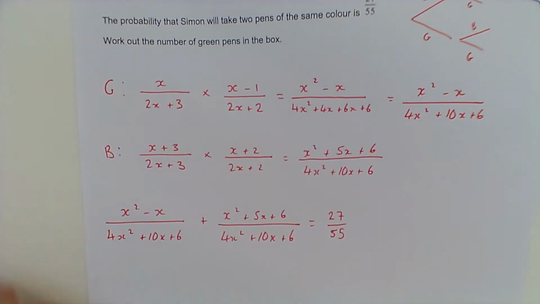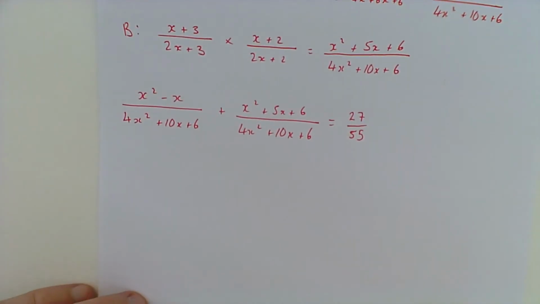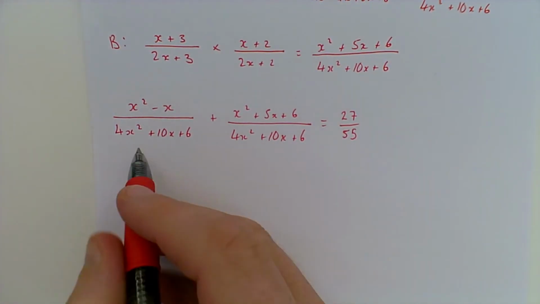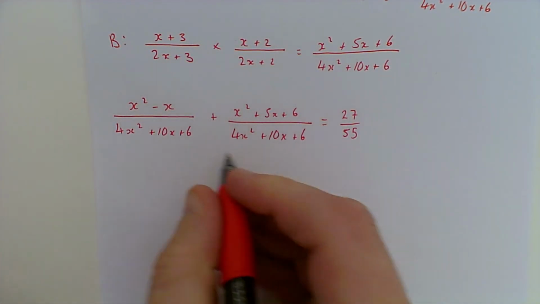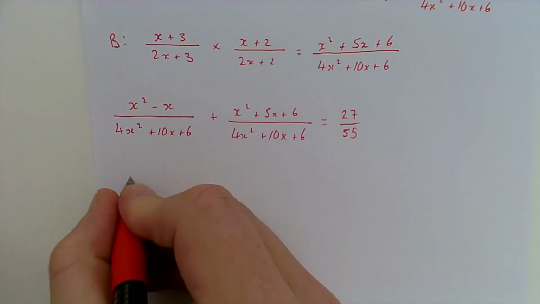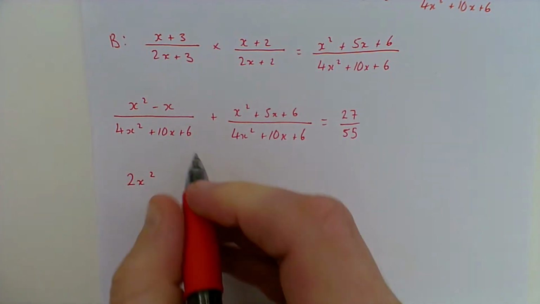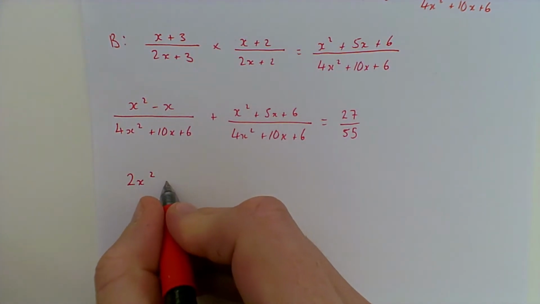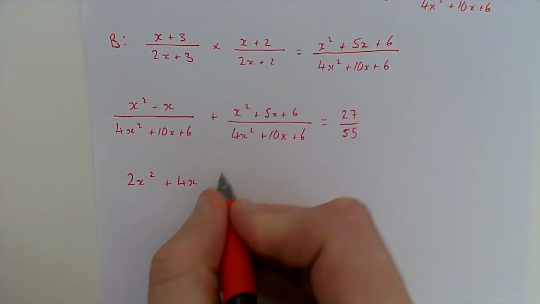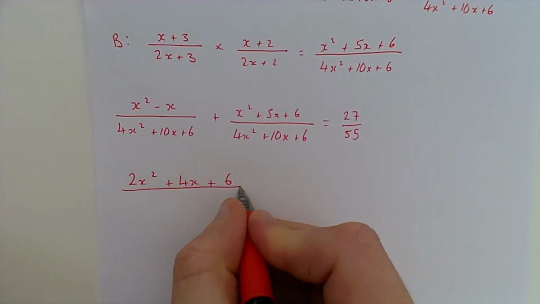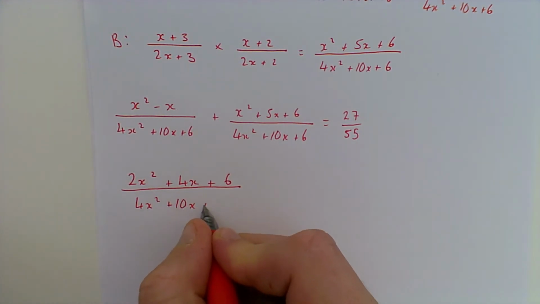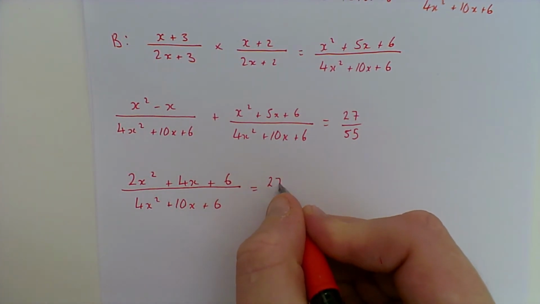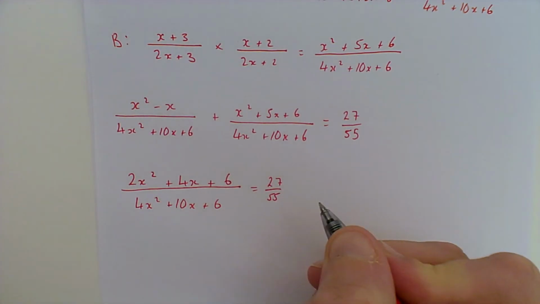Okay, so if we have a little look now, we can put these together. It's quite a big question, this. We've got a common denominator, so I'm going to write it all over this in a second. But I'm also going to simplify this top line. So x squared plus x squared becomes 2x squared. Minus x plus 5x becomes 4x. And then I've got the 6. All over 4x squared plus 10x plus 6 is equal to 27 over 55.